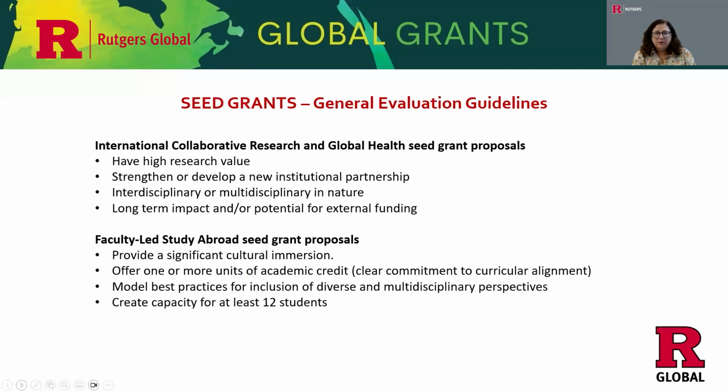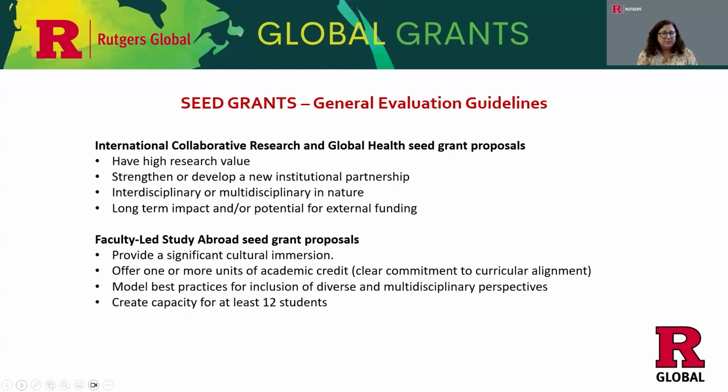Okay, so for all of the seed grants, we do have some general evaluation guidelines, and you can find most of this on the webpage as well. For the ICR and Global Health Seed grants, as well as the Rutgers Korea University collaboration grants, the grants need to have high research value. They need to really specify the institutional relationship with the partner. A new relationship is perfectly fine, but that also needs to be addressed, as in why this institution is a good partner for this research.